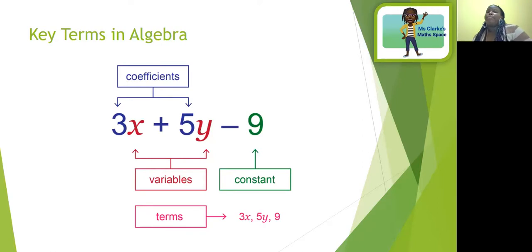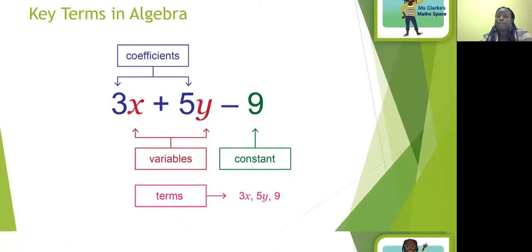All right? So an expression would just have the mathematical operation of plus, minus, multiplication, division, in combination with letters and numbers. When there is a number like the 9 that's alone, not attached to a variable or letter, it is known as a constant. And the terms in this algebraic expression would be the 3x, the 5y, and the 9. And the mathematical operations, the main one would be the plus sign and the minus sign.